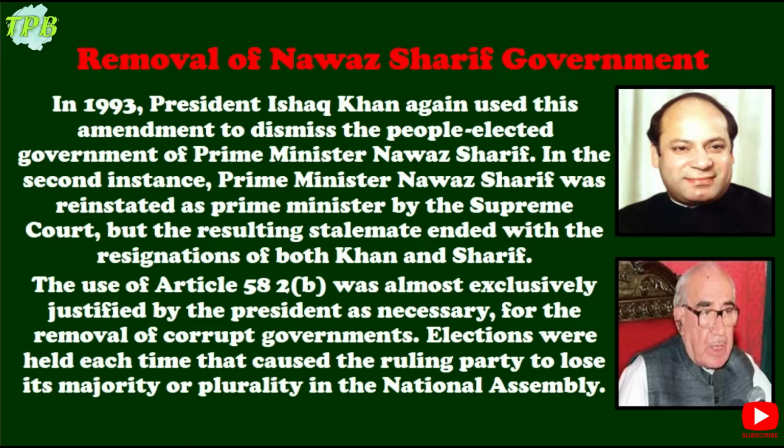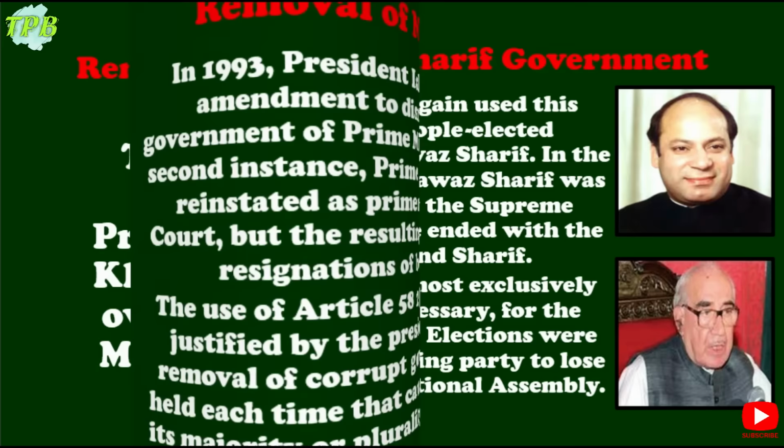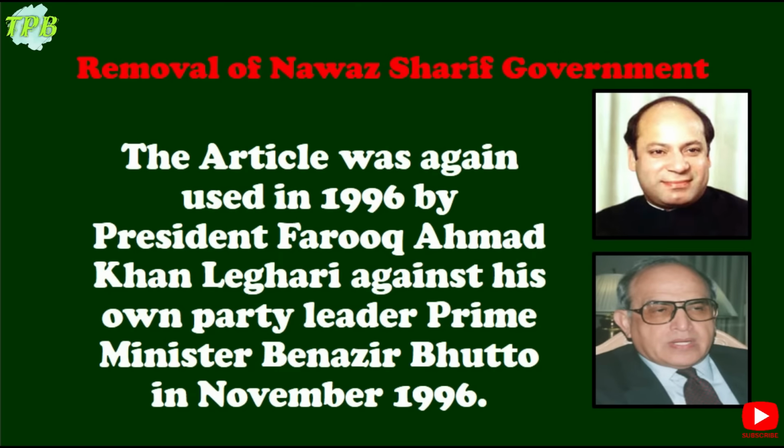The use of Article 58 2B was almost exclusively justified by the President as necessary for the removal of corrupt governments. Elections were held each time that caused the ruling party to lose its majority or plurality in the National Assembly. Removal of Nawaz Sharif government. The article was again used in 1996 by President Farooq Ahmad Khan Leghari against his own party leader, Prime Minister Benazir Bhutto, in November 1996.